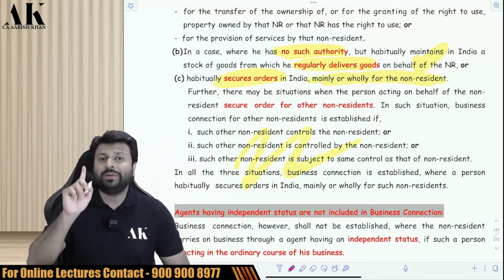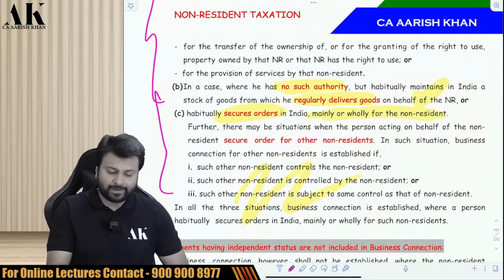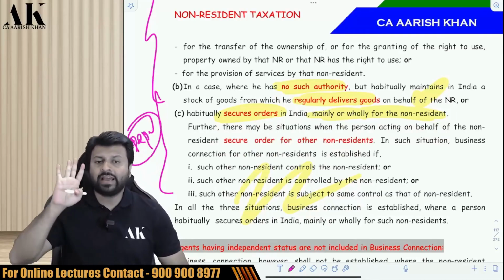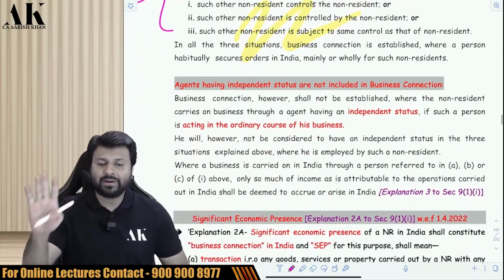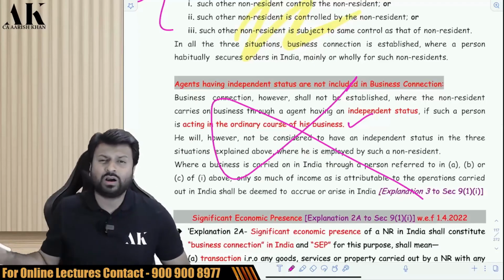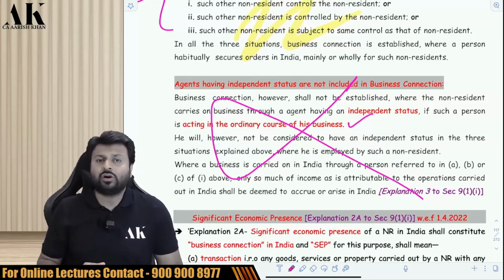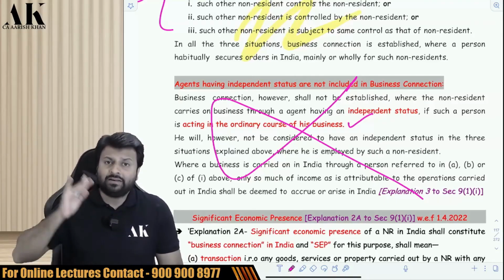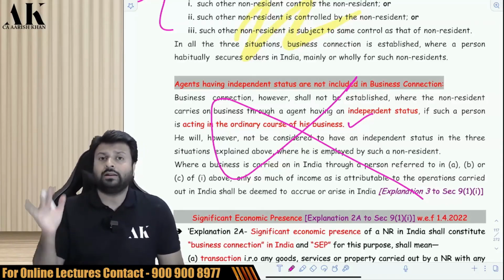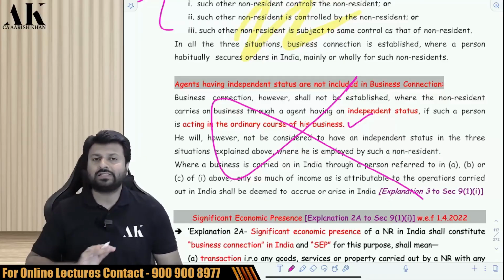One important thing to make this income deemed to accrue or arise in India: in all these three cases, the agents in India have to be dependent agents. They have to be dependent on the non-resident. If they are independent agents doing their business in the ordinary course of business, then their income will not be deemed to accrue or arise in India. If they are dependent agents, whether they have authority to conclude contracts, or they don't have authority but deliver goods, or they don't have authority but secure orders, they should be dependent on the non-resident. They should not be independent agents. Independent agents are not covered here.